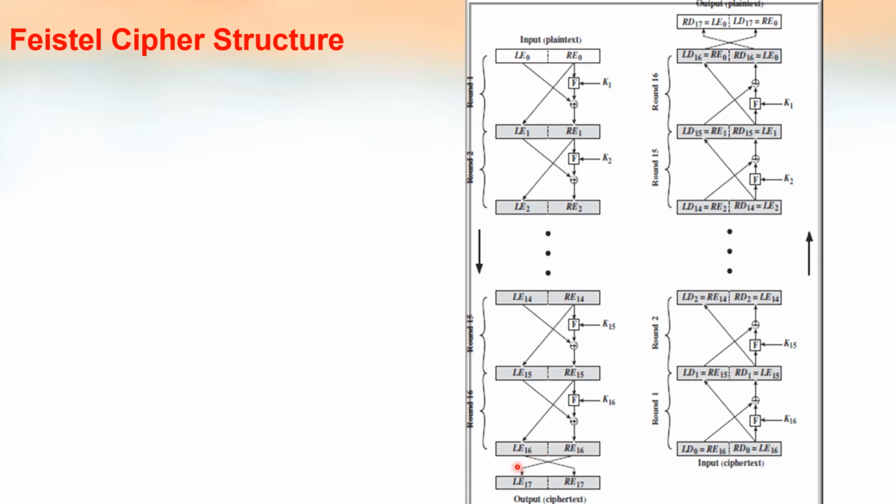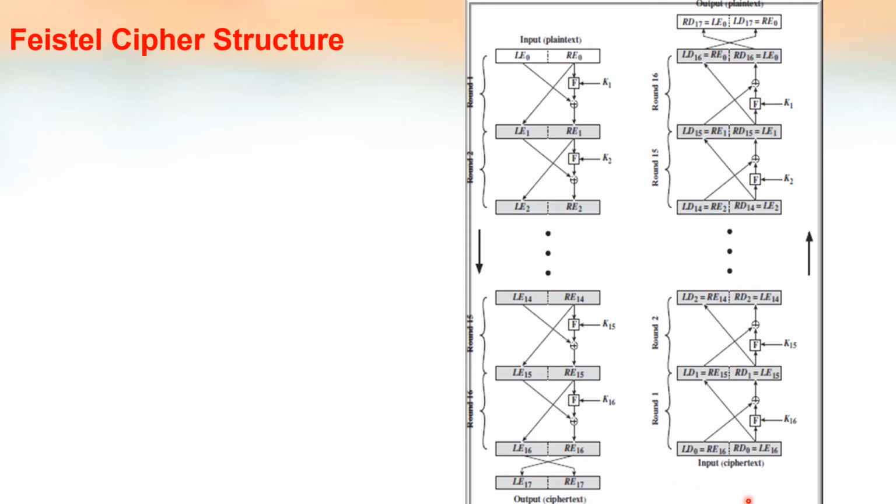Finally, after the 16th round, we get LE16 on the left side and RE16 on the right side. Just swap the halves, so RE16 comes to the left and LE16 to the right side. This becomes the ciphertext. And this is the encryption process: from plain text, after the 16th round, we get the ciphertext.